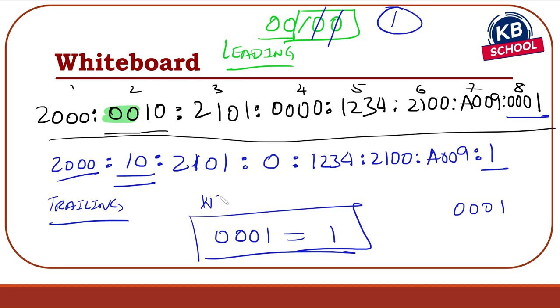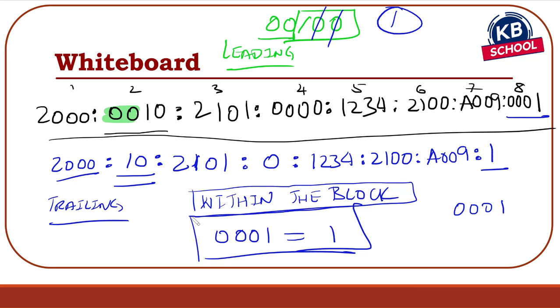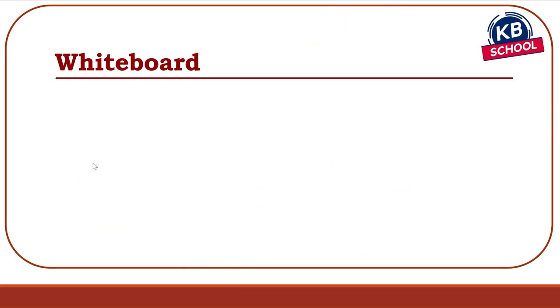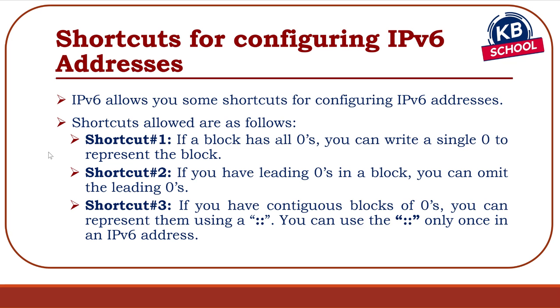So it's within the block though. This omitting of leading zeros is within the block. Its scope is the block. All right, so that's your second shortcut mechanism. If you have leading zeros in the block, you can omit the leading zeros. The third one is called a contiguous block or a double colon.